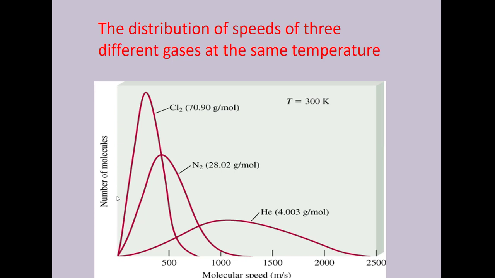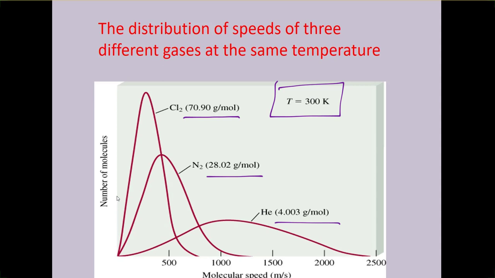Another way to look at this principle is to look at what's called a Maxwell-Boltzmann distribution curve. And in this curve, I have three different gases. They are all at the same temperature. We briefly mentioned the Kelvin temperature scale at the beginning of the year, and we can see here that they're all at the same temperature because they're all at 300 Kelvin. Looking at the periodic table, I can figure out the masses for chlorine, for nitrogen, and for helium. And we can look at the distribution curve.